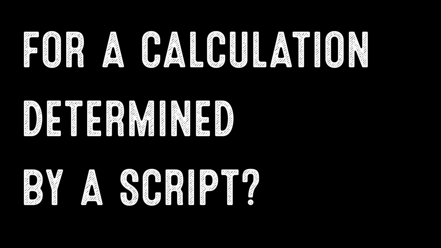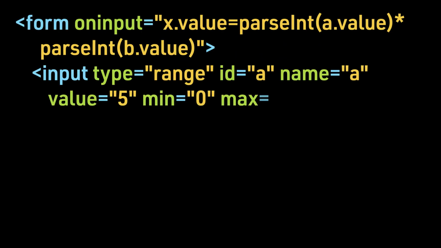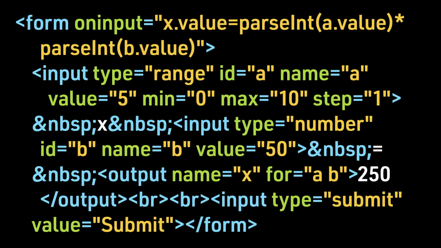What element is used when the inputs are used for a calculation determined by a script? The output element. Here is an example. This code allows a user to adjust the value of an input A using a range slider that can adjust in increments of 1 and has a minimum of 1 and a maximum of 10, the value to input B can be adjusted using a number input.